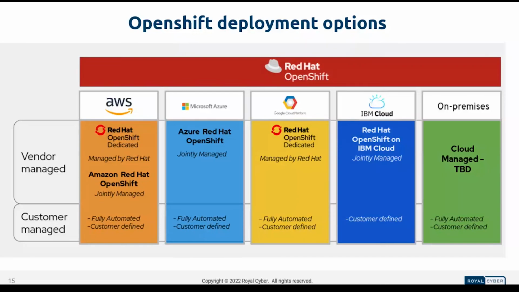Examples of vendor-managed OpenShift clusters are Red Hat OpenShift Dedicated, which is managed by Red Hat, Amazon Red Hat OpenShift, which is ROSA, Azure Red Hat OpenShift, and Red Hat OpenShift on IBM Cloud. An example of customer-managed is Red Hat OpenShift Container Platform, which can be deployed on premises or on any different cloud provider.